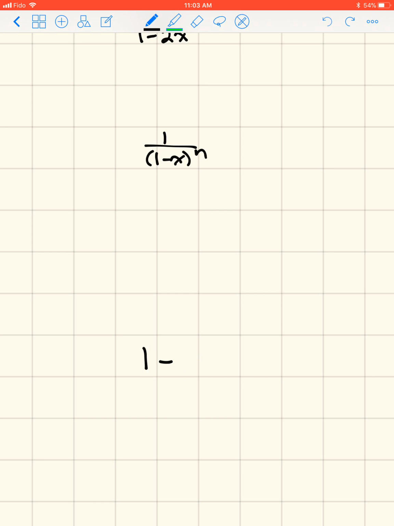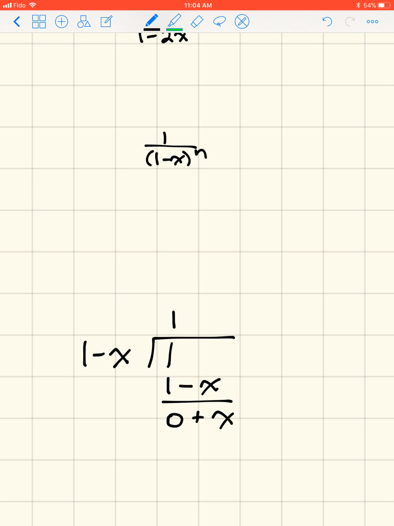I'm doing that backwards, of course. Way to get off to a great start on my video. 1 divided by 1 minus x. There we go. So 1 goes into 1 one time, and we get 1 minus x. 1 minus 1 is 0, and then we subtract negative x, and we get positive x. 1 goes into x times, and you can see pretty quickly that the pattern we get is quite simple.